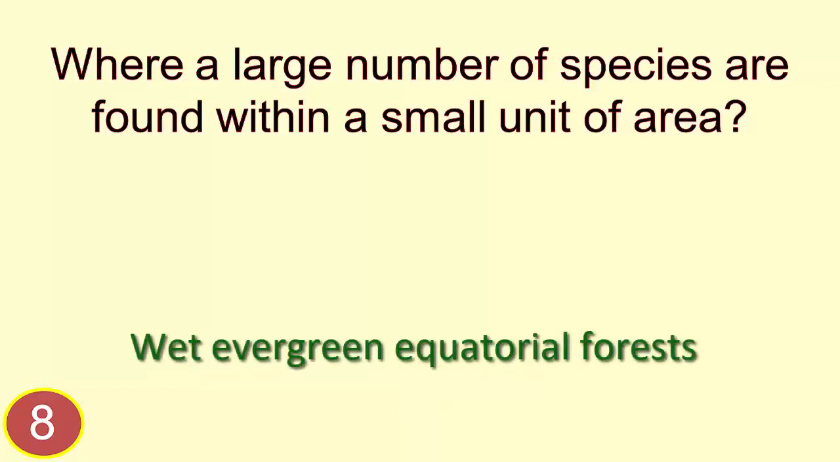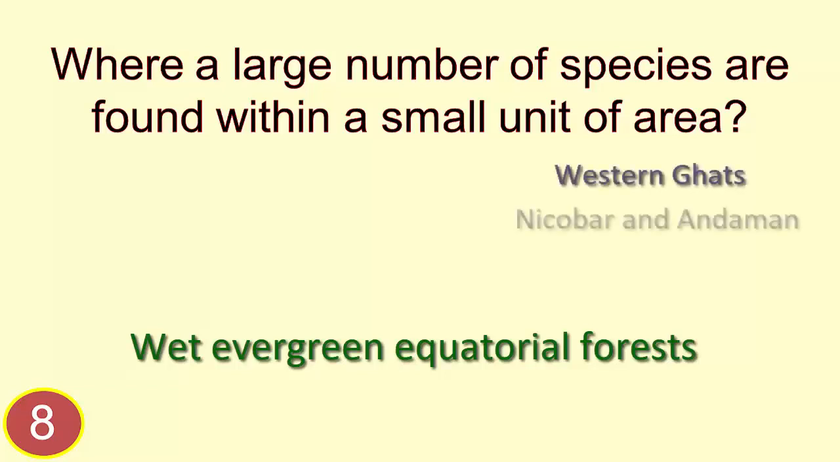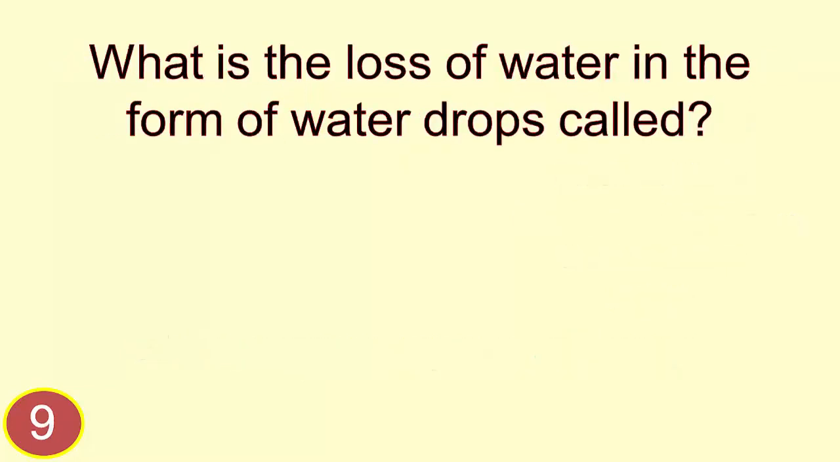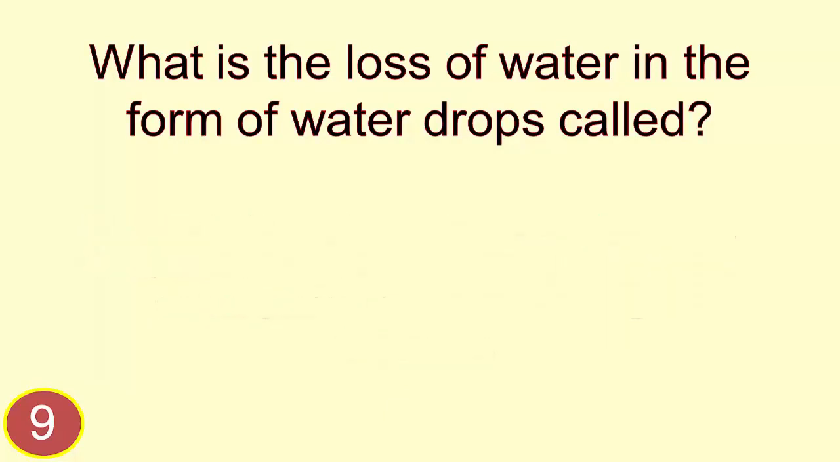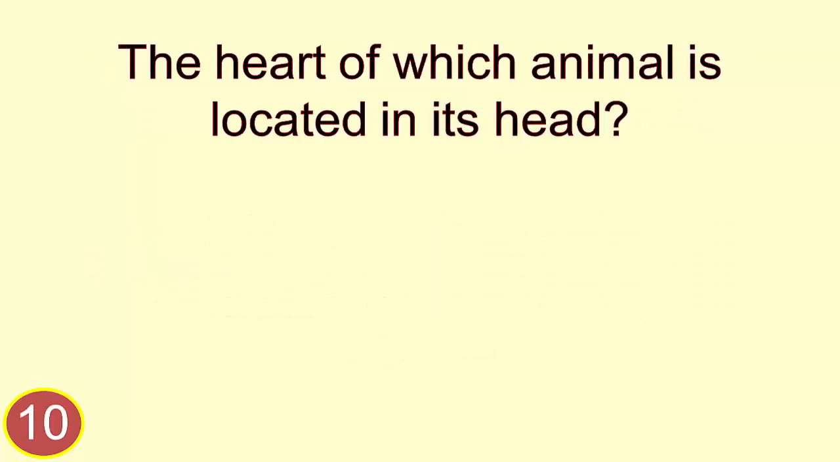Wet evergreen forests are found in the south along the Western Ghats and the Nicobar and Andaman Islands, and all along the northeastern region. What is the loss of water in the form of water drops called? Answer is guttation.